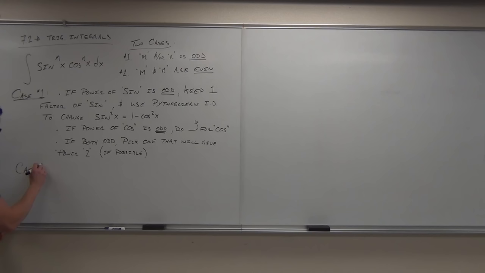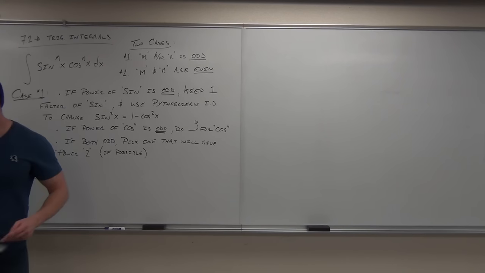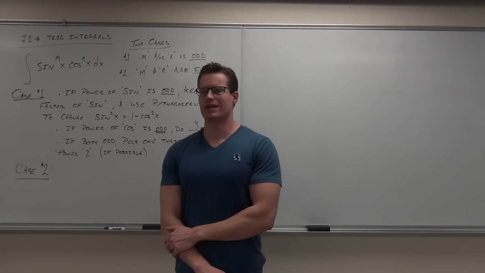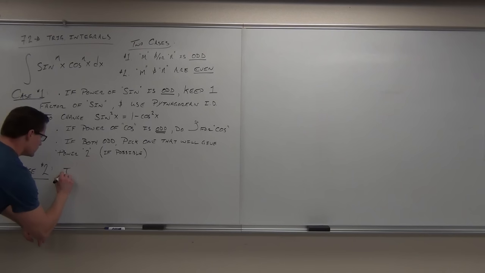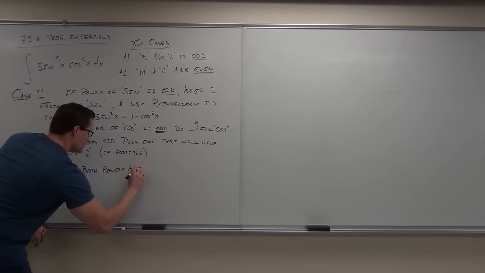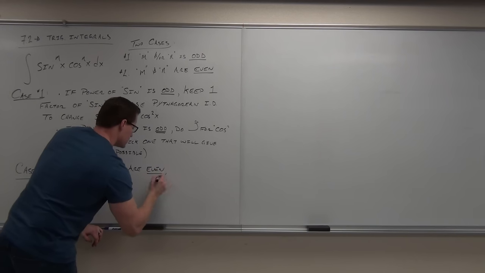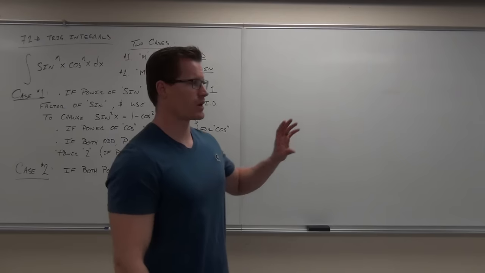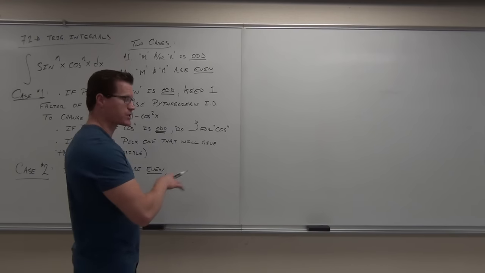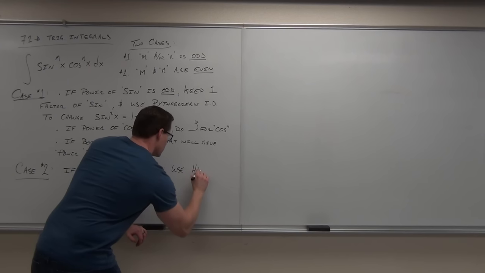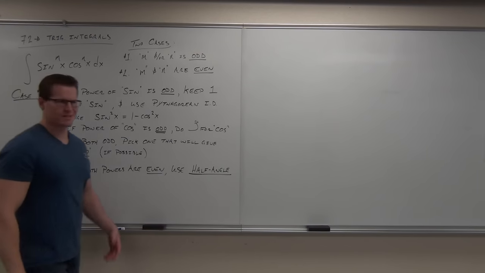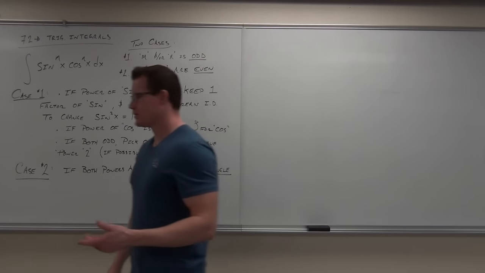So case number 2. Let's say that both the powers of sine and cosine are even. Powers are even, so cosine squared and sine squared, we've got both of them. What we're going to do is we're going to use our half angle formulas, and you're hopefully going to see why in just a minute. Use half angle formulas. Does anybody out there remember the half angle formulas? Do you remember what they are? Some of you might.